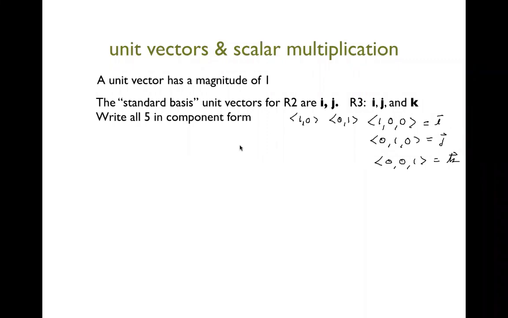And so they're called standard basis because you can write any vector as a linear combination of the standard basis vectors. So any vector in R2 can be some scalar times i plus some scalar times j, which can represent any vector in R2, likewise in R3. Okay, so moving on here.